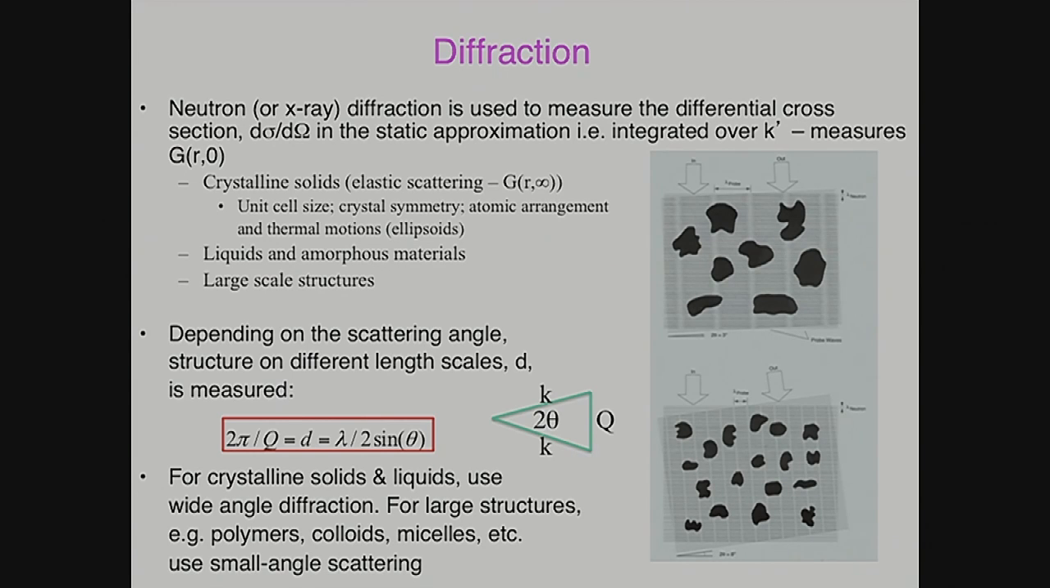Right, so if you plug in the definition for k, which is just 2 pi over lambda, you get this equation: 2 pi over Q is equal to lambda over 2 sine theta. So if you just invert this and cross multiply, you'll see you get Q equals 2k sine theta. This 2 pi over Q, 2 pi over the wave vector, is sort of the distance that you probe in the sample when you scatter radiation with a wave vector Q.